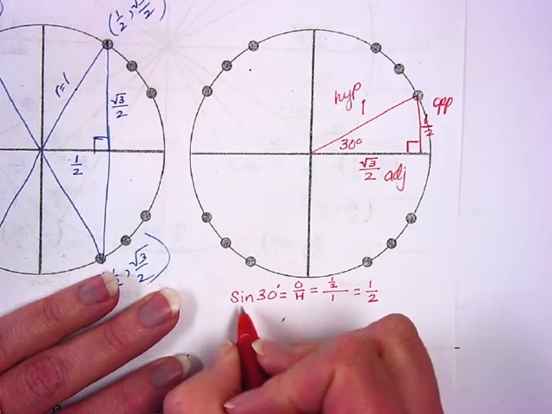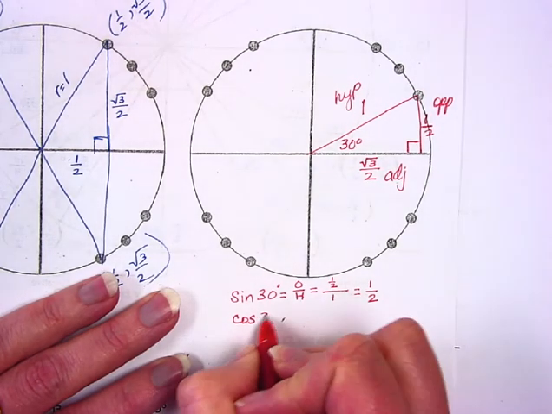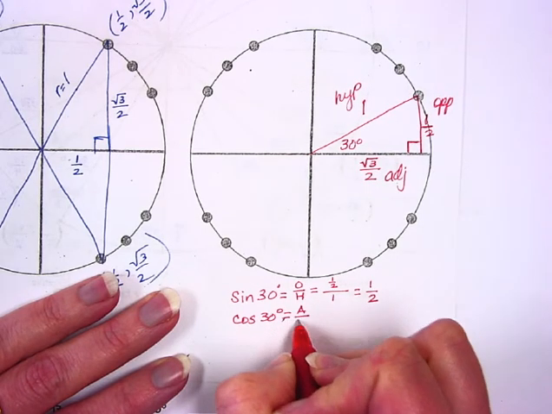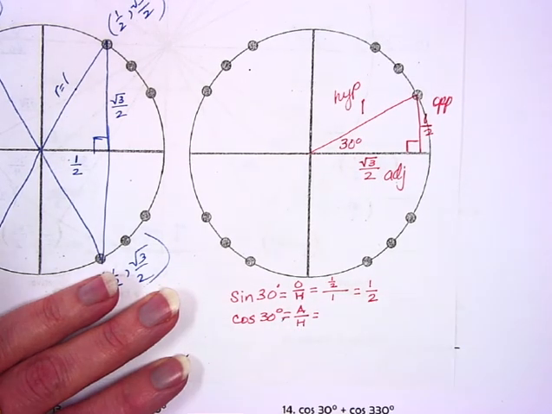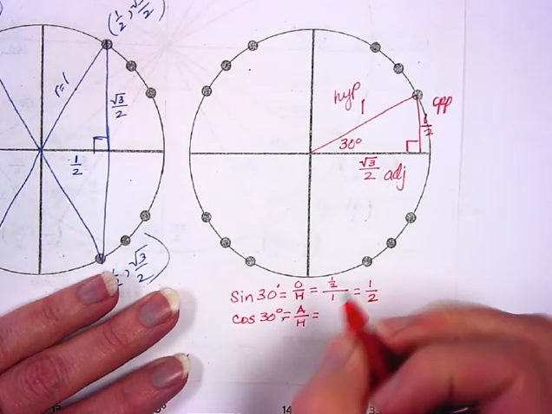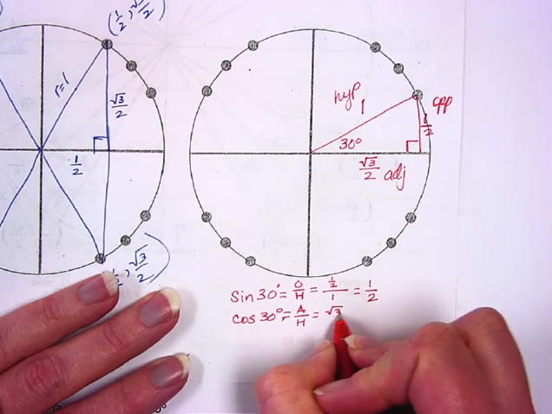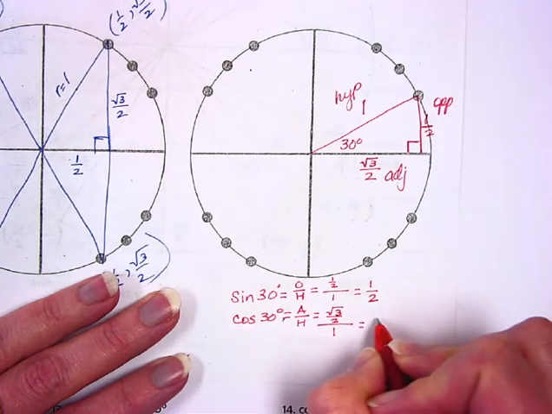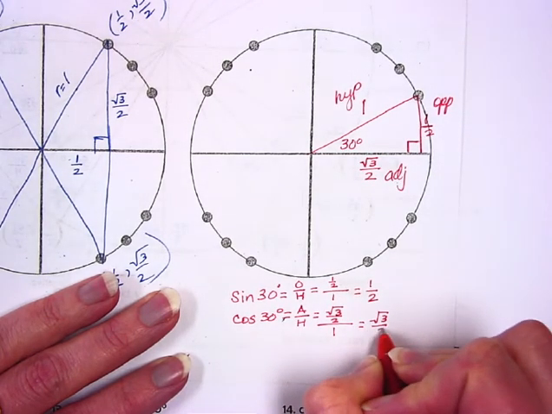All right, moving on. Cosine of 30 degrees. Cosine is what over what? Adjacent over hypotenuse. So what numbers go there? Square root of 3 over 2. And the hypotenuse? 1. So our final answer is still square root of 3 over 2.